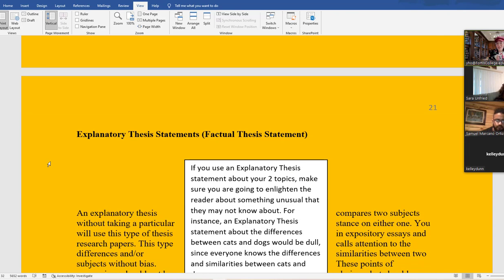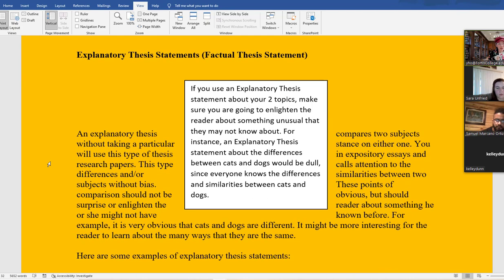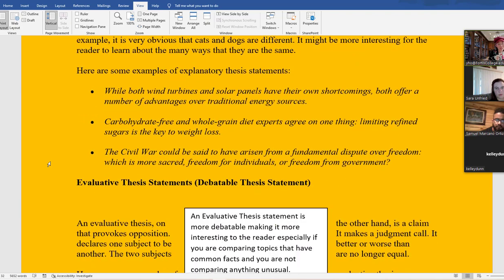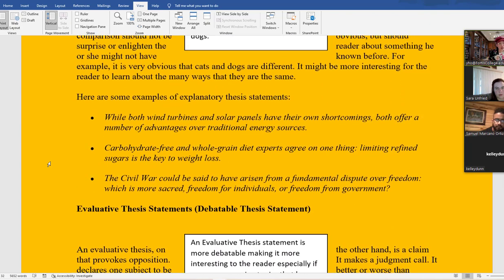For the narrative essay, I could have let you use first person, but I wanted you all to practice third person so that you would be ready. It would be so much easier to write your second essay. Okay, that was the reason why I did it that way. Anyway, so I went over the difference between an explanatory thesis, which is a factual thesis, versus an evaluative thesis.